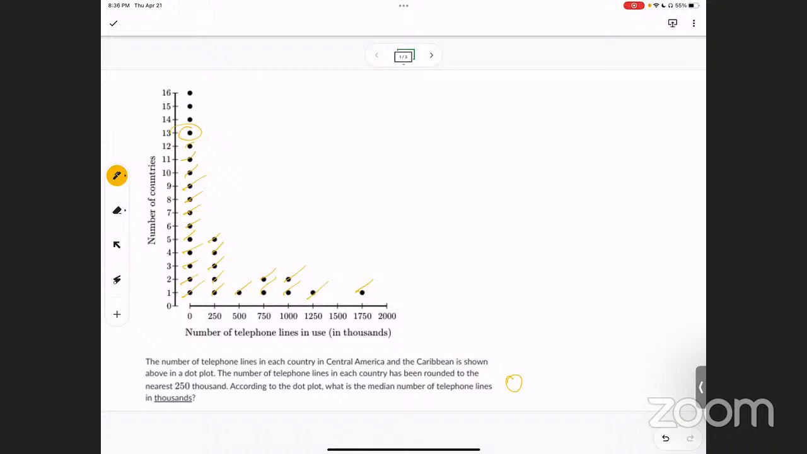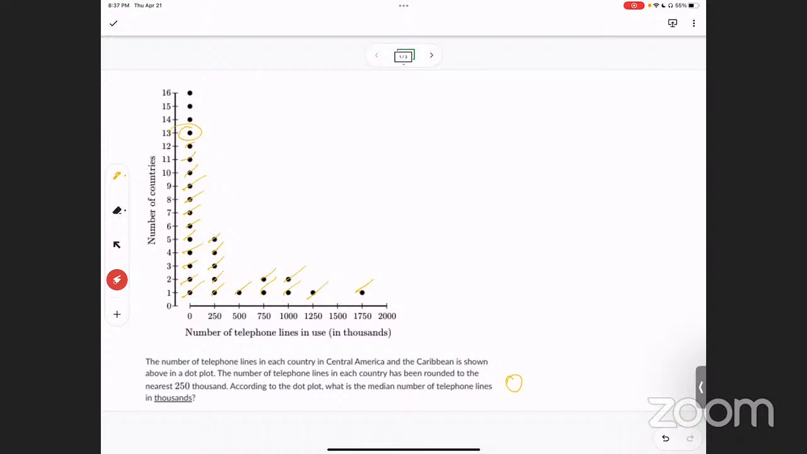How is this different from mode then? Because mode is like the most common. Well, in this one, the median happens to be the same as the mode, because the mode would also be 0. If they said, what's the mode? You would say 0, but the average wouldn't be 0.